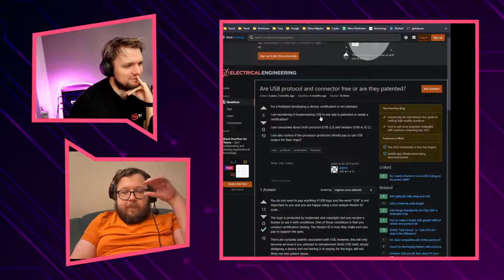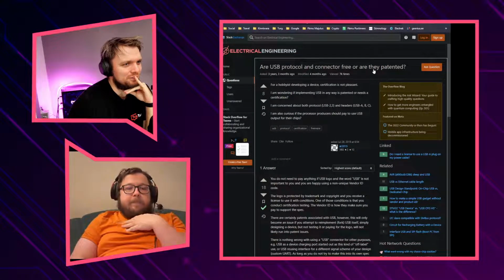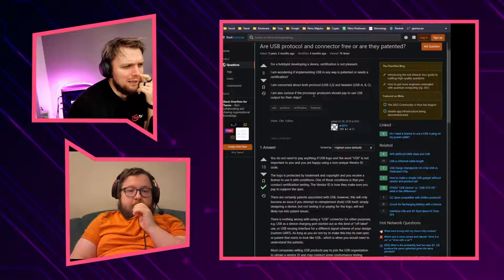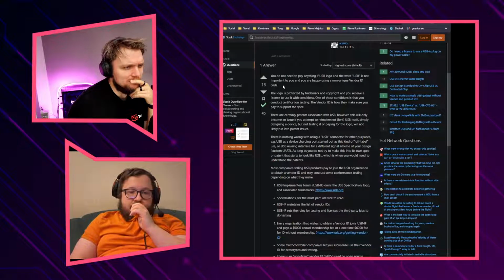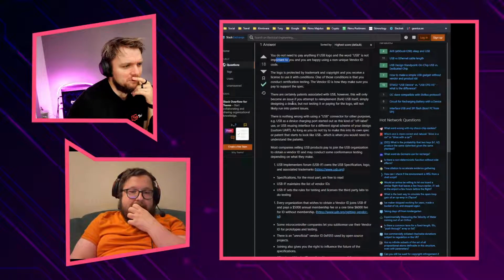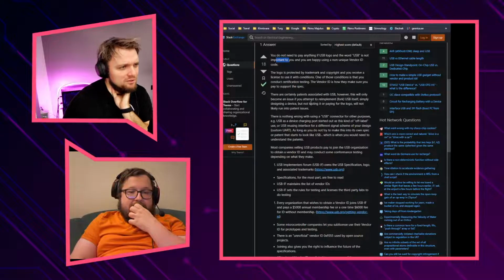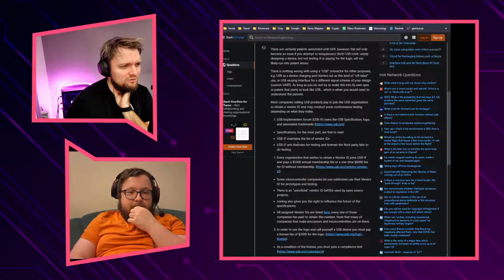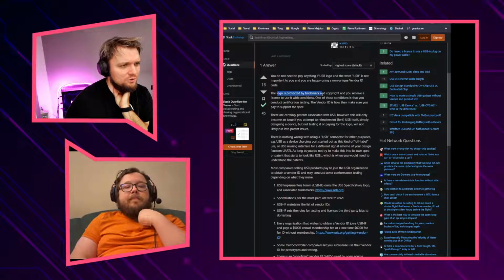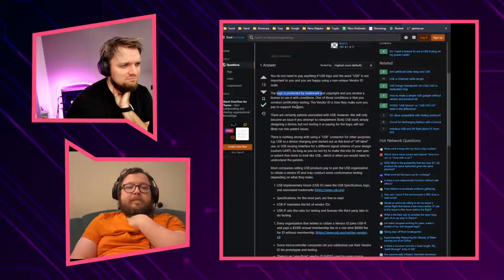Okay, what is this? Are USB protocol and connector free, or are they patented? Do you need to pay anything? Okay. I wasn't sure about USB, but I'm pretty sure that if you want to use Thunderbolt, then you have to pay Intel. But USB is royalty free, as I understand from this too. The logo is protected, but nobody puts it.